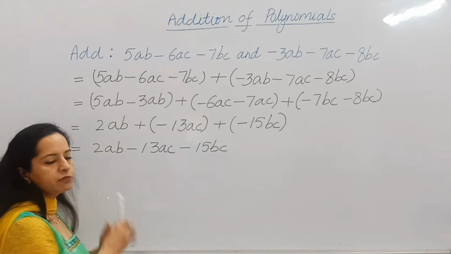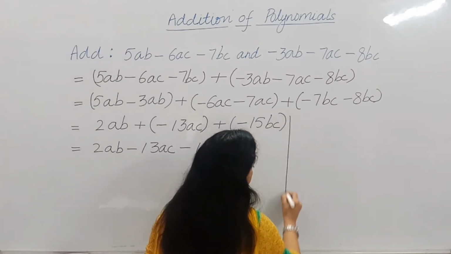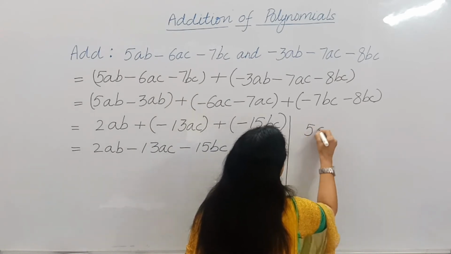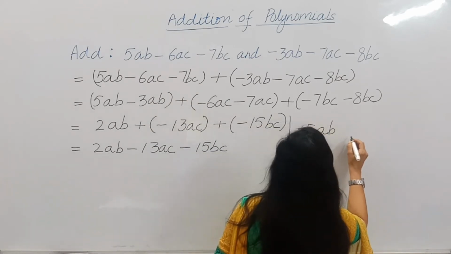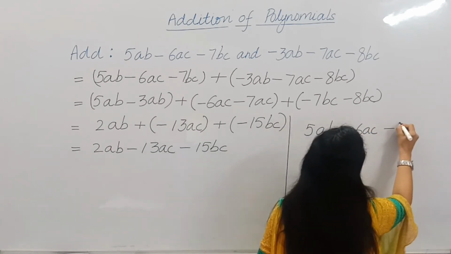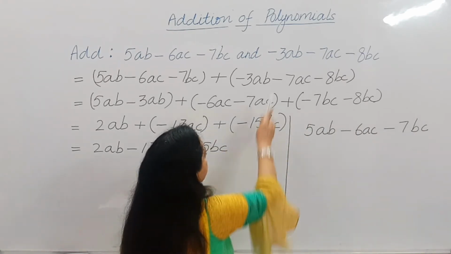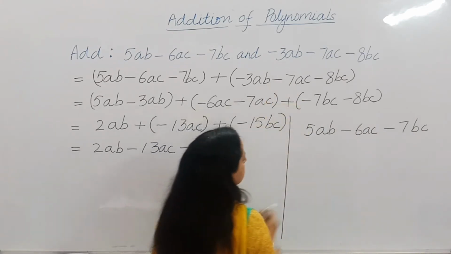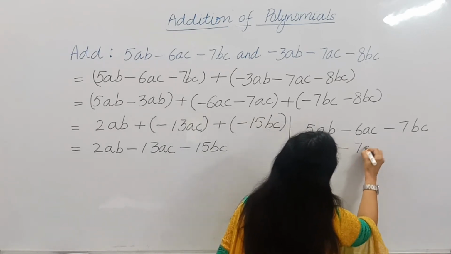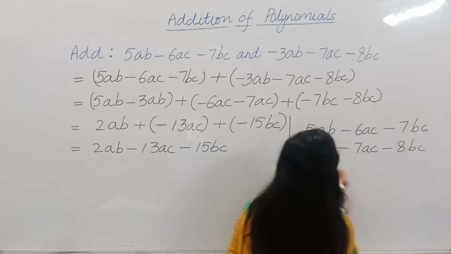Now I will be doing the same question by column method. So let us do the same question by column method. I am writing the first polynomial 5ab minus 6ac minus 7bc. Writing the second polynomial beneath this one. So minus 3ab minus 7ac minus 8bc.